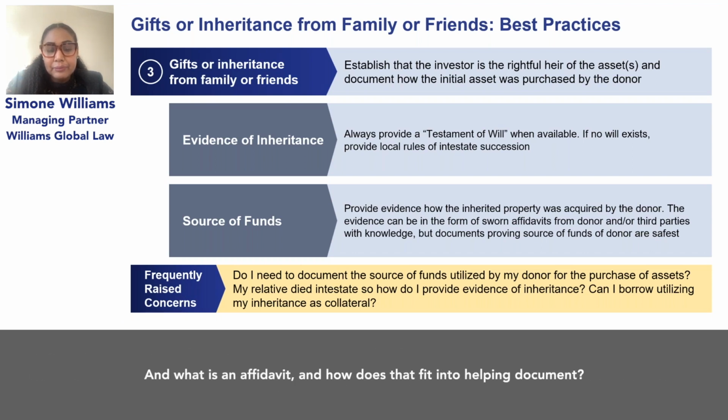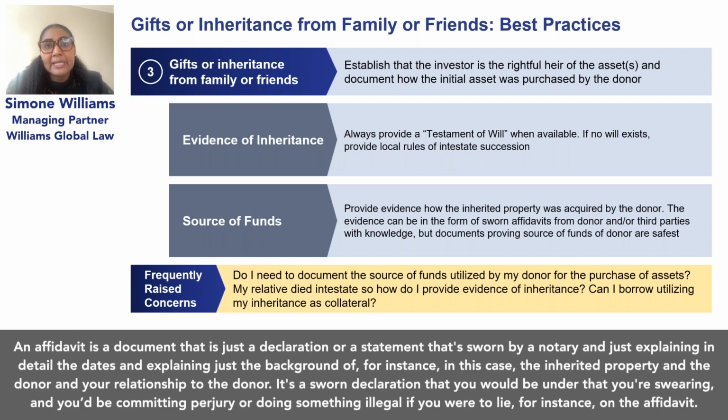And what is an affidavit, and how does that fit into helping document? An affidavit is a document that is a declaration or a statement that's sworn before a notary, explaining in detail the dates and the background of, in this case, the inherited property, the donor, and your relationship to the donor. It's a sworn declaration, and you'd be committing perjury or doing something illegal if you were to lie on the affidavit.